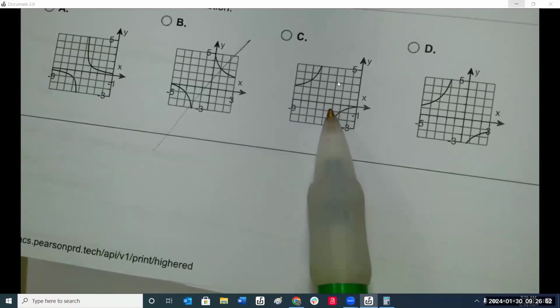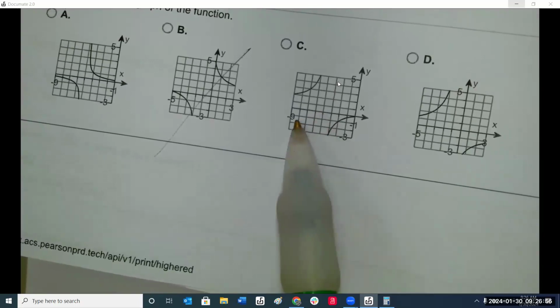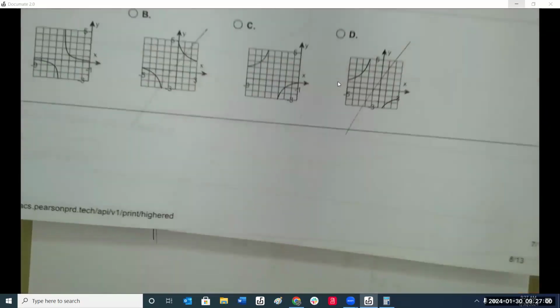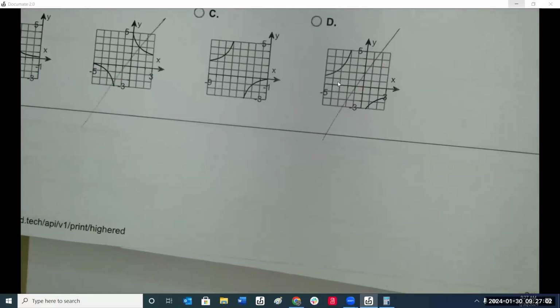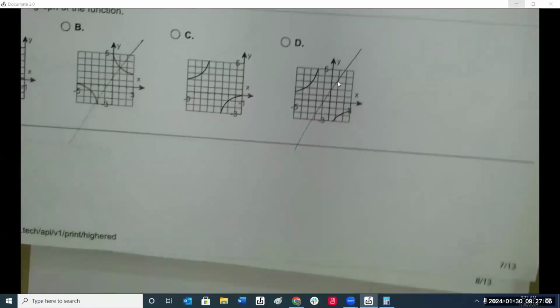That looks kind of there. And it can't be this one. So it can't be B and D. So that's the first thing. Set the bottom equals 0 and see what the vertical asymptote is. Then how do you find the horizontal asymptote?